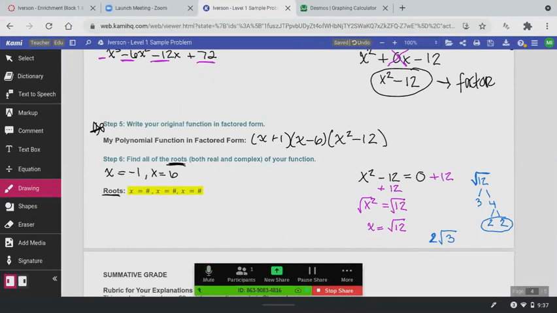So now when I go to write my roots, I can write it as x equals +2 square root of 3 and x equals -2 square root of 3. And then these would be the roots of my polynomial. All right, that completes a level 1 polynomial that you might find on your 3.6 summative project.